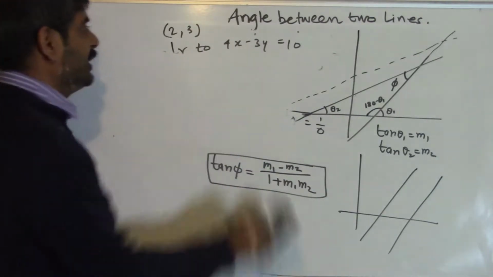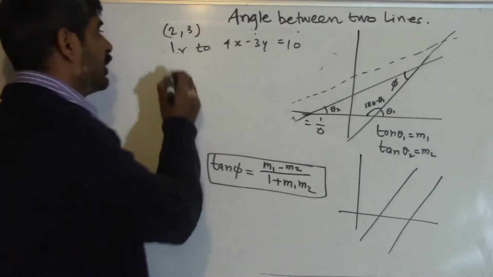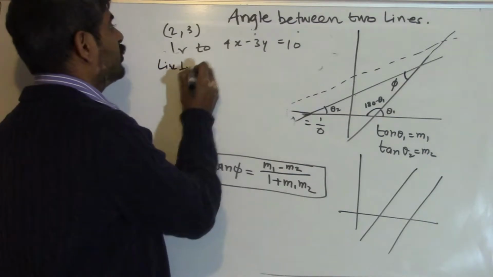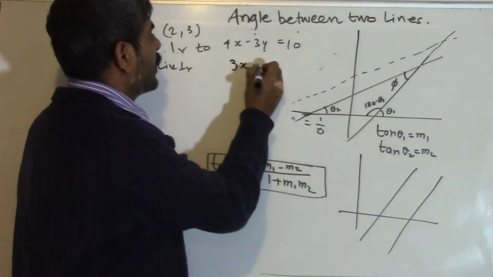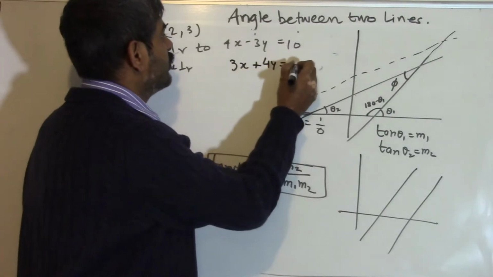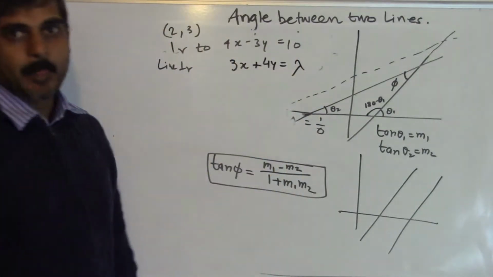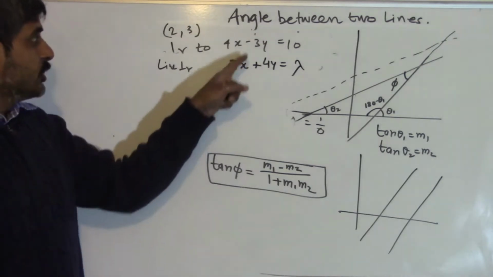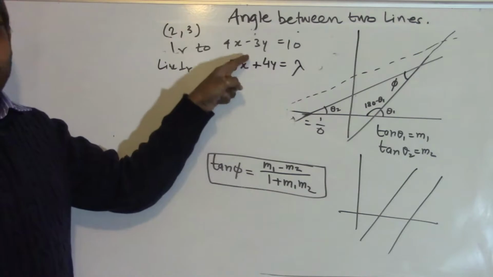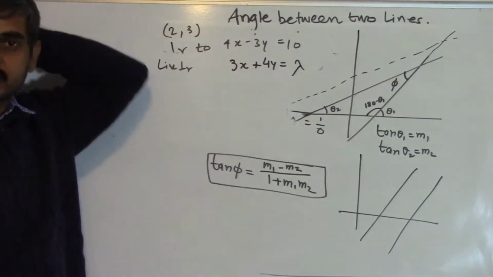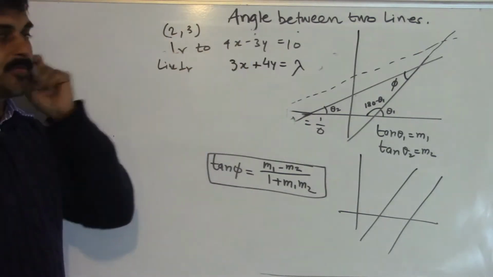And therefore we can also write this directly: any line perpendicular to this line can be written as 3x plus 4y is equal to a constant, let's say lambda. So the trick is just to interchange these two coefficients and invert the sign of one of them, either x or y. Here we have inverted the sign of y, and that becomes plus.